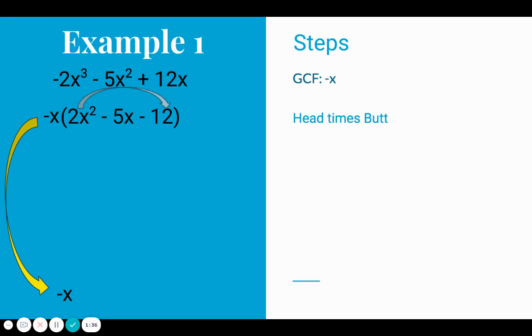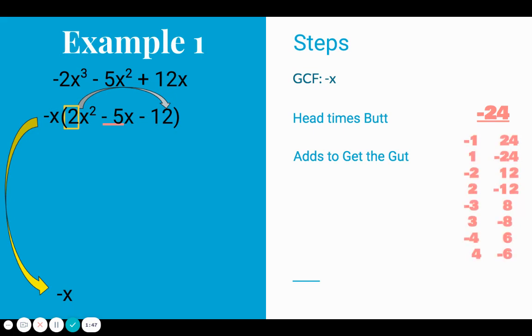So we use head times butt, 2 times negative 12, and that gives us negative 24. Adds to get the gut. So from our list of factors of negative 24, we're searching for 2 factors that will give us a sum of negative 5. From our list, that's 3 and negative 8. So we're going to use 3 and negative 8 to split the middle term, negative 5x. So we rewrite the trinomial as 2x squared plus 3x minus 8x minus 12.